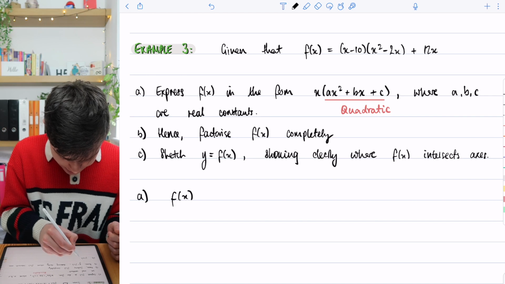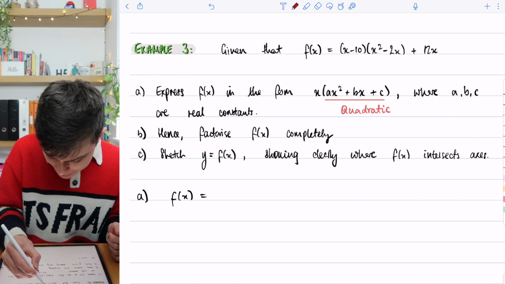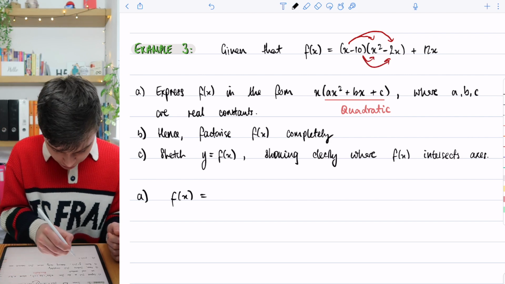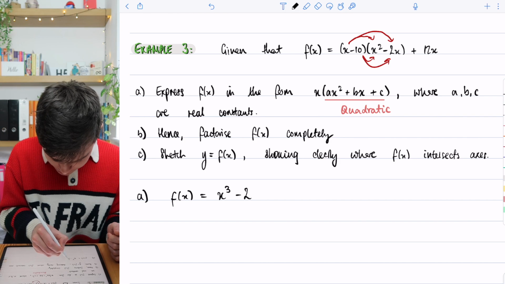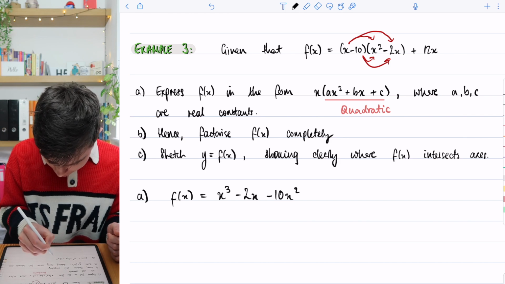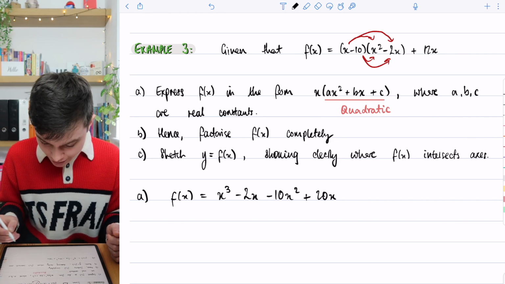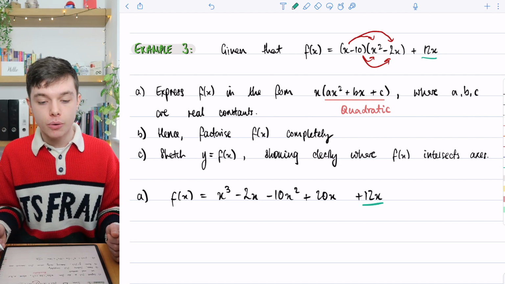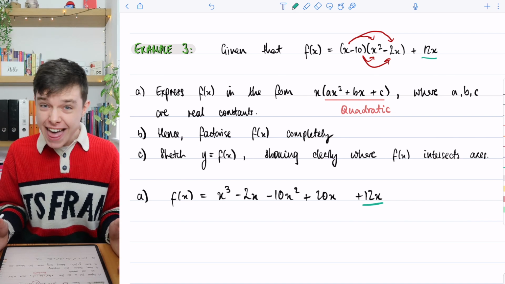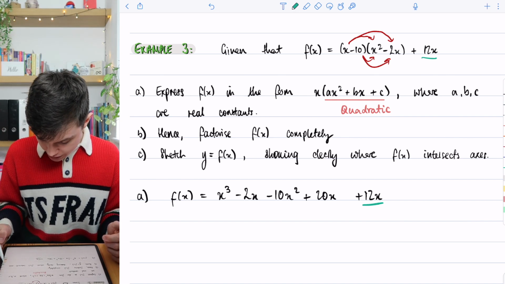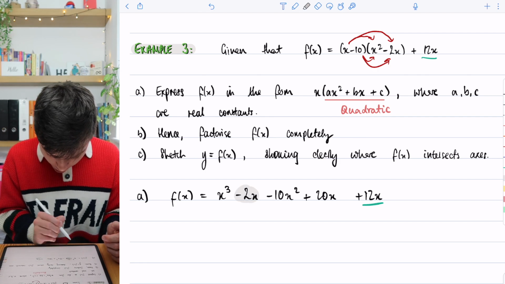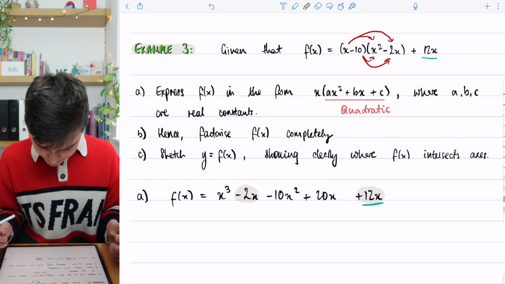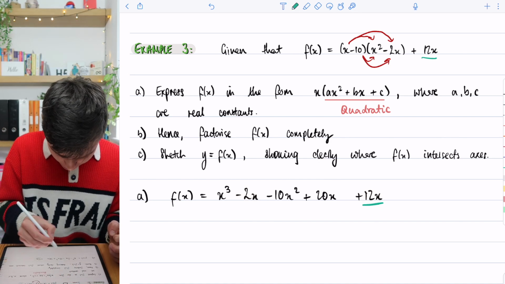f of x is, well, if we expand, we can expand along the brackets like that, and multiply along those arrows. We'll get x cubed minus 2x squared minus 10x squared plus 20x. And then we'll have the plus 12x from there. Okay, so that's what we should get there. And then we can do a little bit of simplification. I've got an x term there, and I've got an x term there, and I'm just checking that is correct. Should we have an x squared? Yes, we should, sorry. We should have an x squared there.